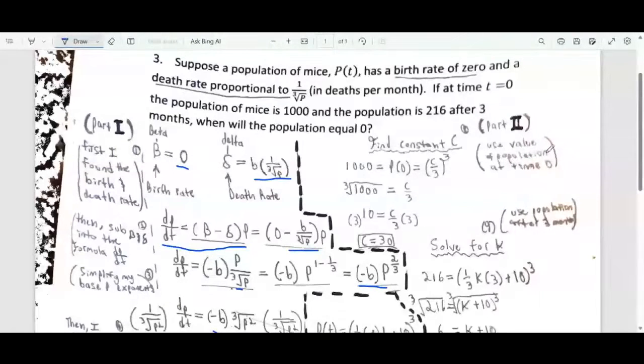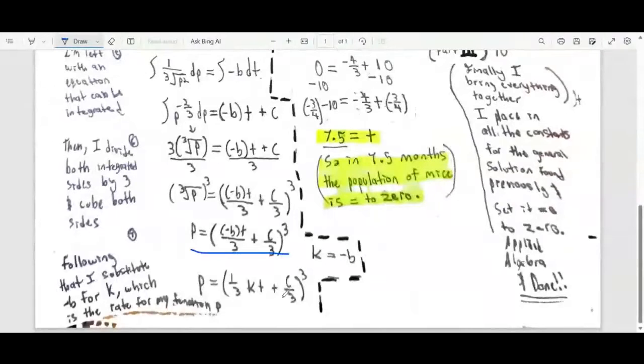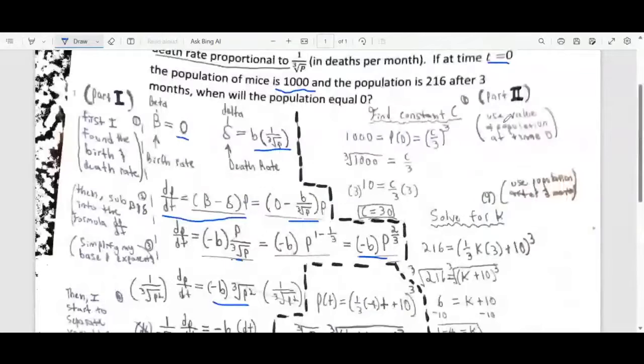I did that by using the value of the population at time 0. So I use that the population of mice is 1,000 at time 0, and I substituted 1,000 for P of t. Then I plugged in 0 for all of my t's right here, which is just one t really. So that becomes 0, and I just have 1,000 is equal to c over 3 cubed.